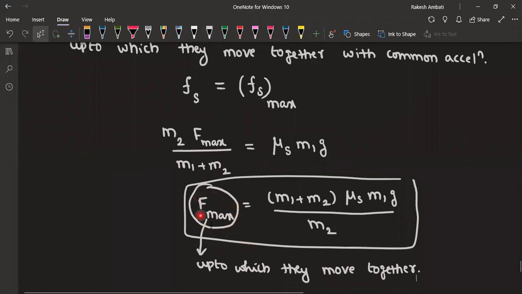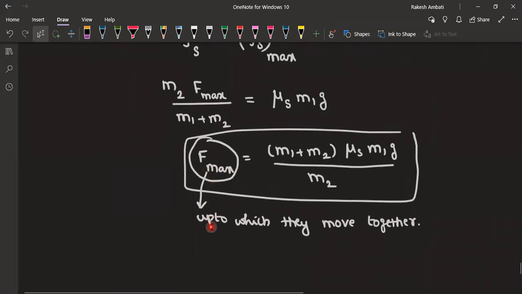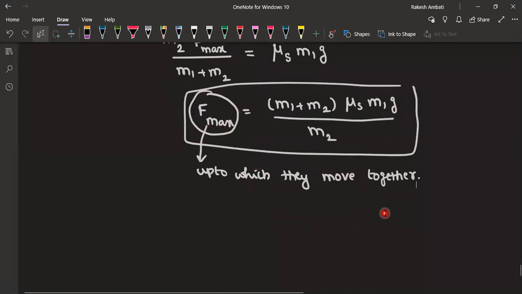If it is the maximum applied force up to which they are moving together, that means here they have different acceleration or common acceleration? Common acceleration. Then how to find the maximum value of common acceleration? To find the maximum value of common acceleration means this maximum F applied is the maximum force. Correct. Write down.